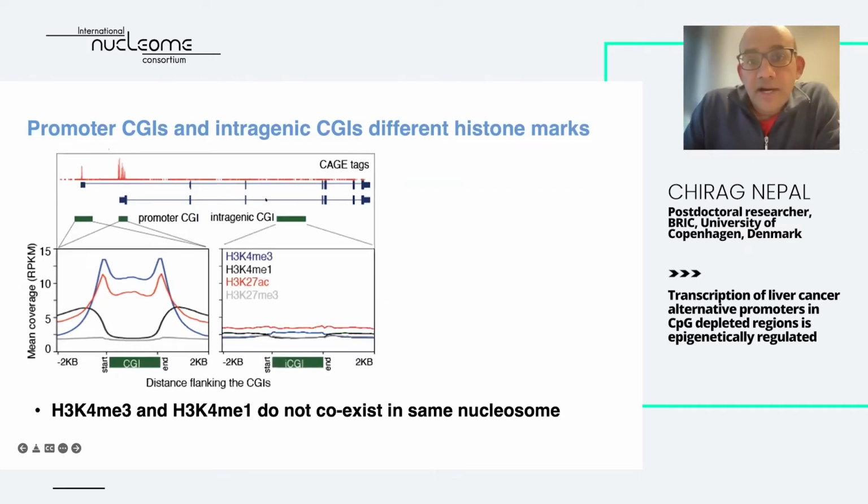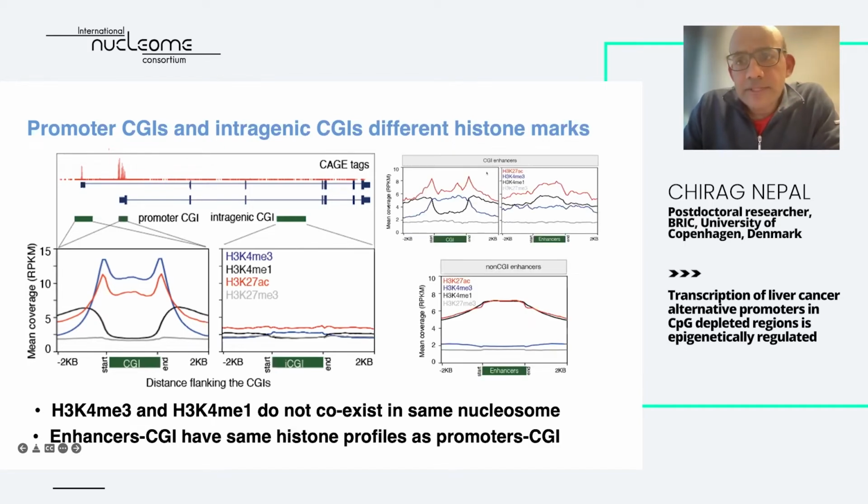On the other hand, because there was no transcription in the intragenic CGI, we didn't see any active histone marks in the intragenic CGIs. Then we also look at the enhancers that overlap with the CGIs. This is the CGI viewpoint and this is the enhancer viewpoint. And when the enhancer overlaps with the CpG island, these have the same histone profiles as the CpG island promoters, right? Indicating that the K4me3 is enriched in the CG-rich region, irrespective of the promoter or enhancer.